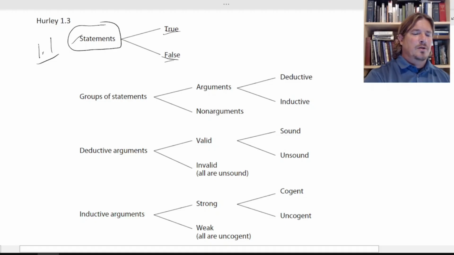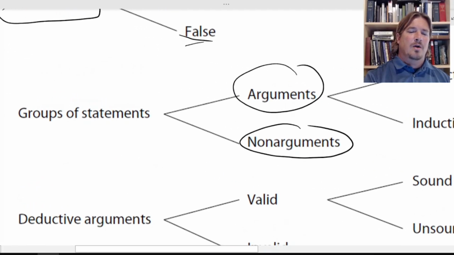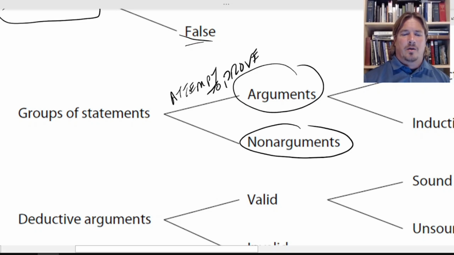In section 1.2, we talked about groups of statements. And there are two types of groups of statements, arguments and non-arguments, right? So this is the key distinction here. And what's the key difference between an argument and a non-argument? Arguments attempt to prove something. That's just what an argument is.